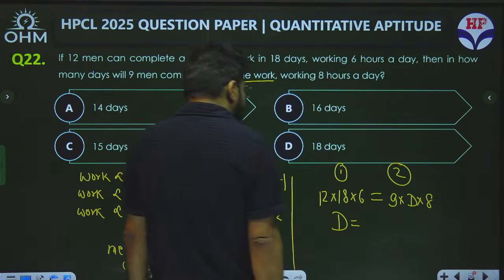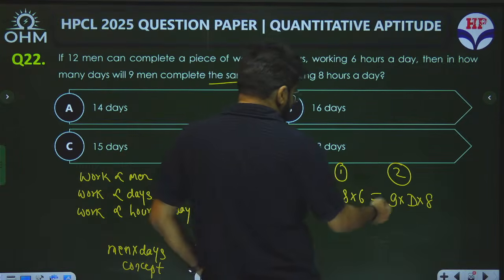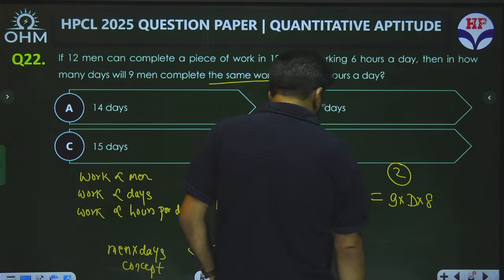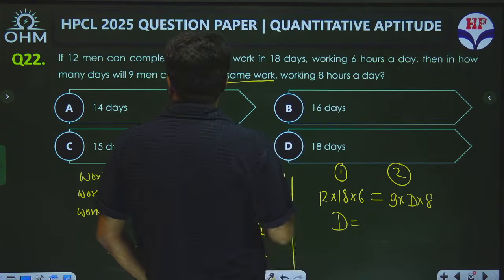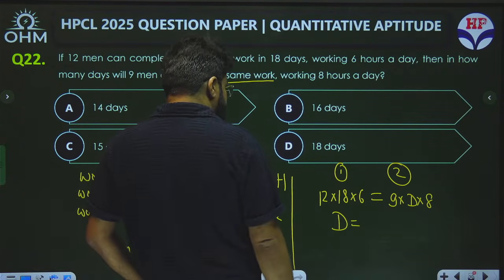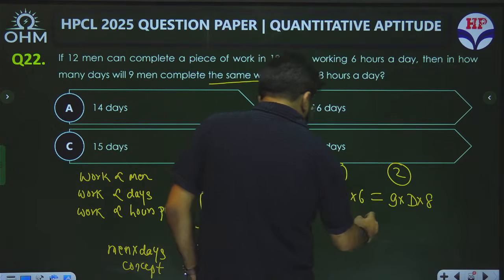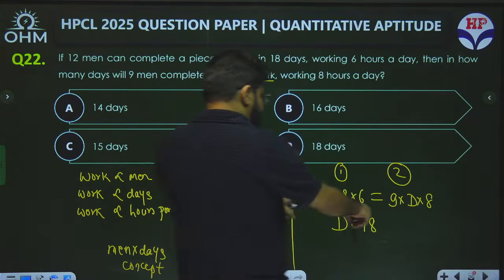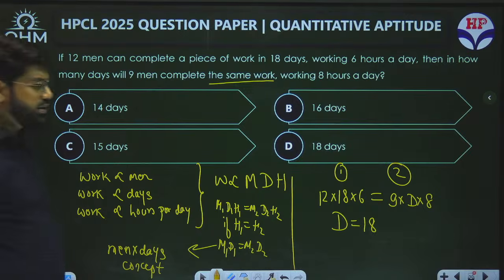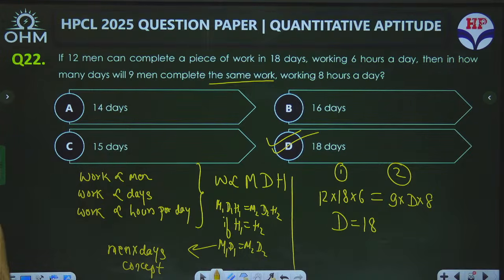How much should it be? 12 into 6 is 72. 72 by 9 is 8. 12 into 8 into 6 is 9 into D into 8 hours a day. 8 will cancel, so D will be 18 only. See, 12 into 6 is 72, 9 into 8 is also 72. Number of men reduced, but number of working hours was increased, so the number of days remains 18 only. Option number D.